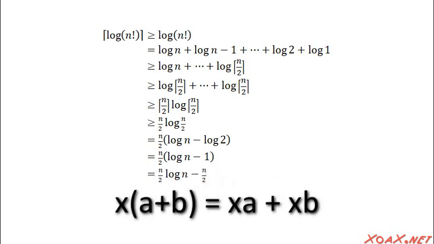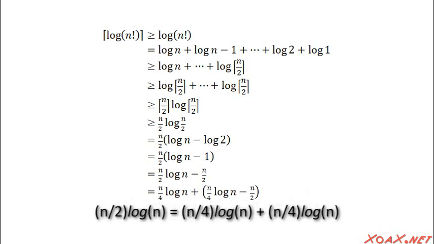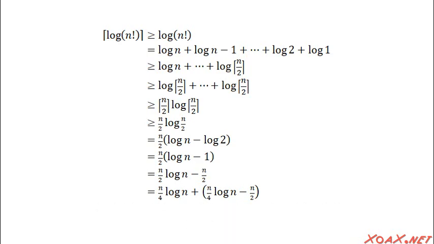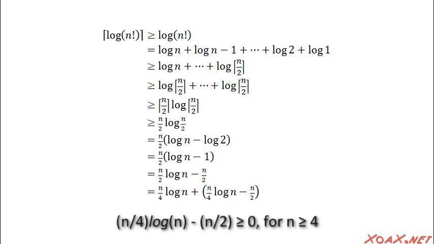Distributing the n divided by 2 term gives us this. Finally, we break apart the n divided by 2 into n divided by 4 and n divided by 4 times the log of n, and group one of them with the n divided by 2 term. Why we did that is not obvious, but it will hopefully become clear as we go through the explanation. For large values of n, n divided by 4 times log of n dominates n over 2.